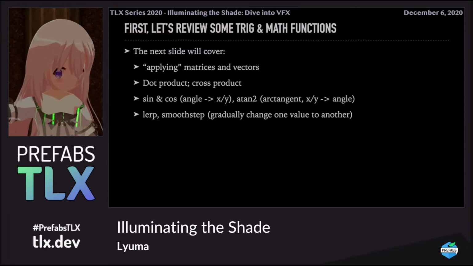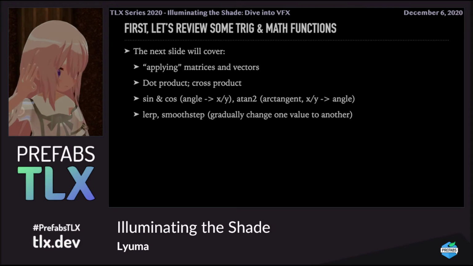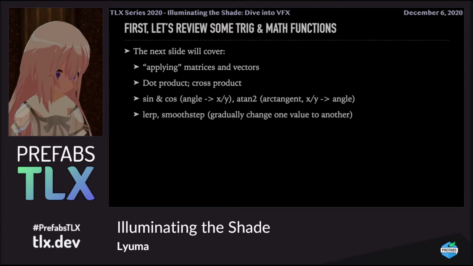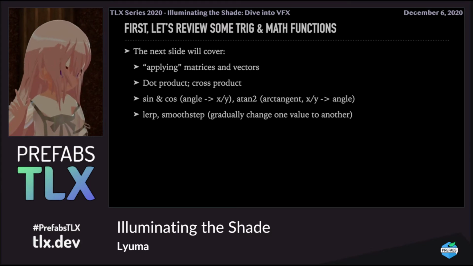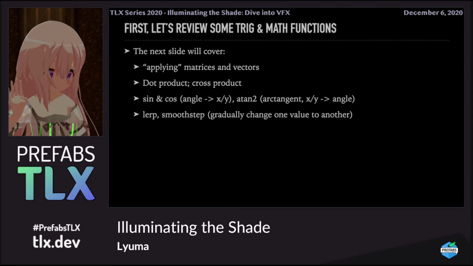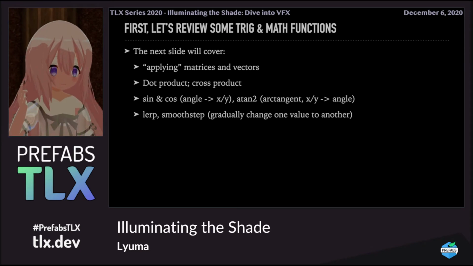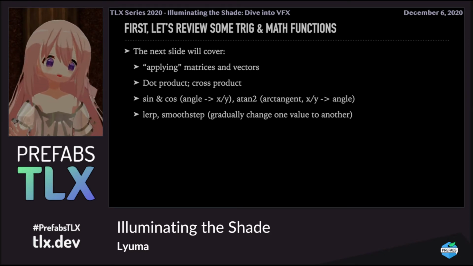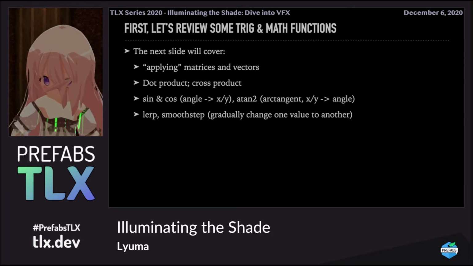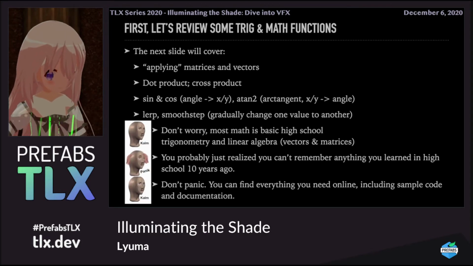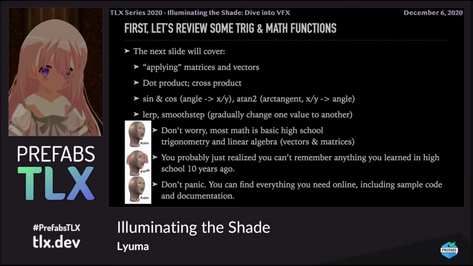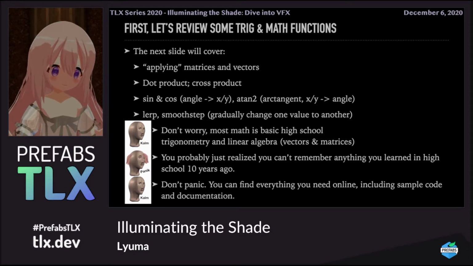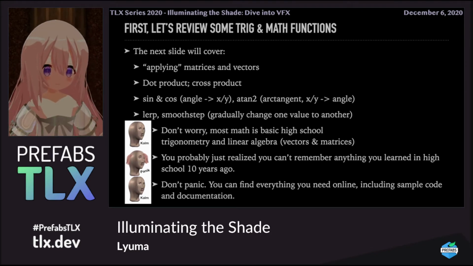Anyway, so here are the things we're going to talk about. We're going to talk about applying matrices to vectors, which is basic linear algebra, dot product, cross product, sine, cosine, which is trigonometry, and then some custom shader concepts, LERP, smooth step. These are really useful, so it's good to learn about them. If you haven't remembered your high school math class from 10 years ago, which all of this would have been covered in, don't worry. There's plenty of resources online, and that's why I'm covering this a little bit, just so you're familiar.